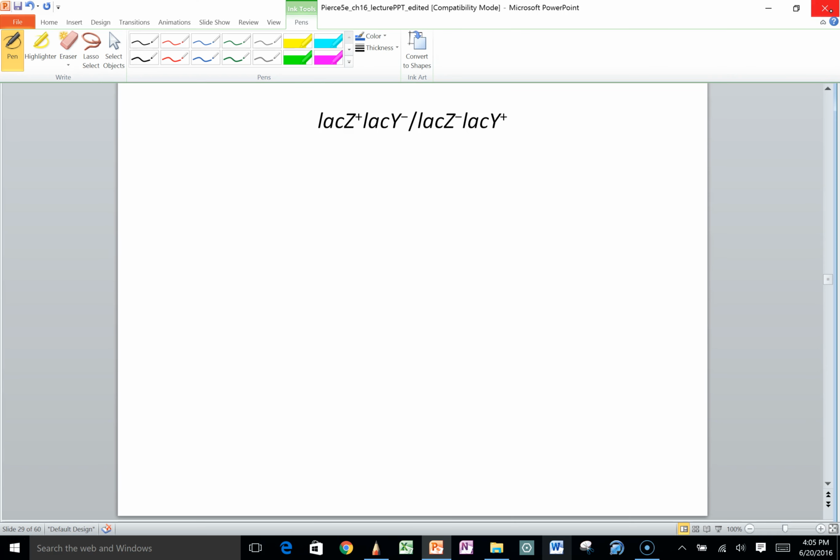Alright, so this is a mutation where we've got this genotype. So we've got Z plus Y minus over Z minus Y plus. Everything else is wild type. And so we'll say that we want to measure beta-galactosidase and permease. And we want to do this in the absence of lactose and in the presence of lactose.